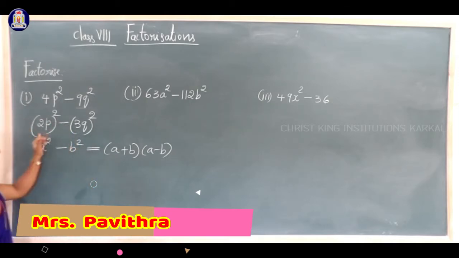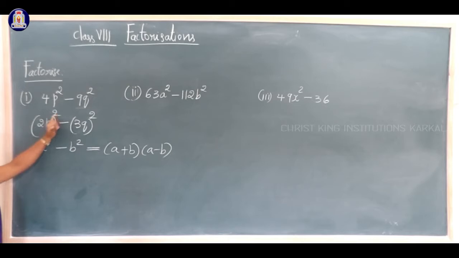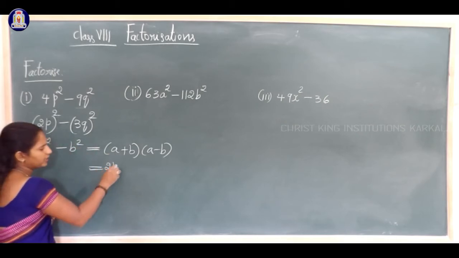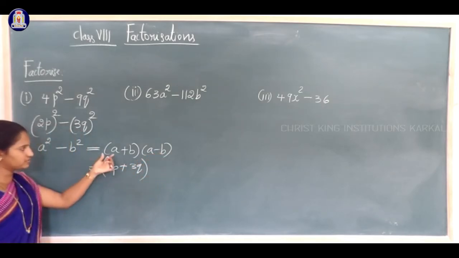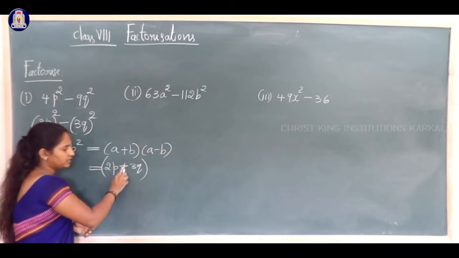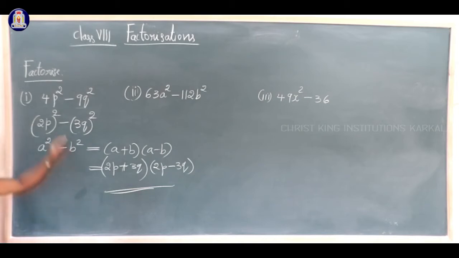So now can you expand? Can you write in this form? So here see, a is 2p and b is 3q. a square is 2p whole square and b square, b is 3q. Understood? a is 2p and b is 3q. So write these in place of a and b, into a minus b. This is the first one, a plus b into a minus b. So 2p plus 3q, and similarly write 2p minus 3q. So these are the factors of the given expression.